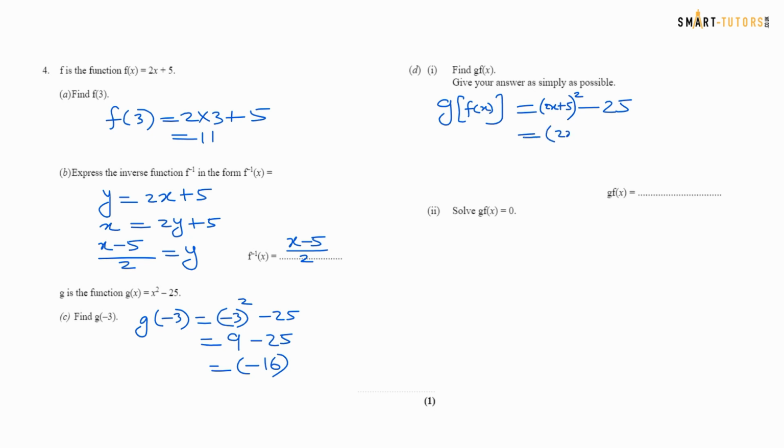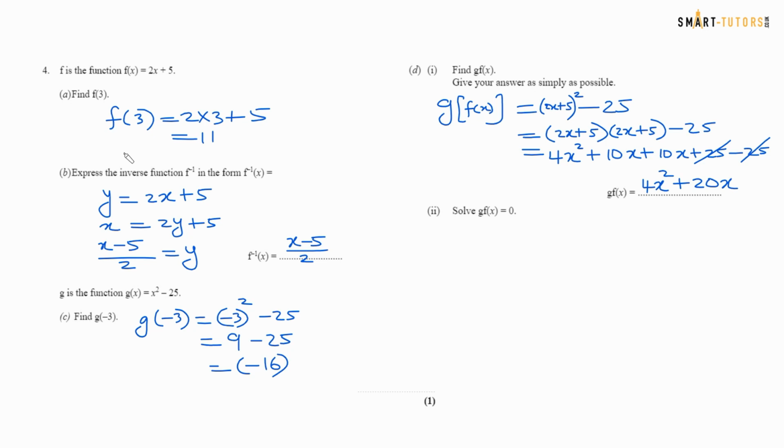So if we put the 2x plus 5 in brackets squared, minus 25. So 2x times 2x is 4x squared, plus 10x plus 10x plus 25, minus 25. So cancel. So 4x squared plus 20x is the answer for the gfx.